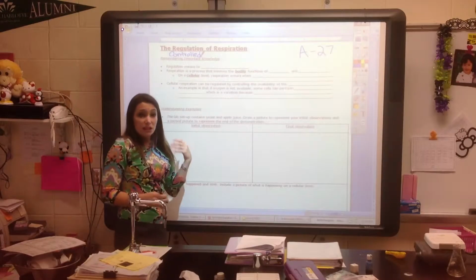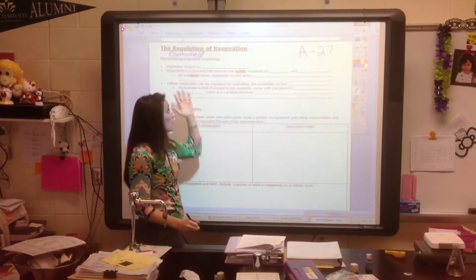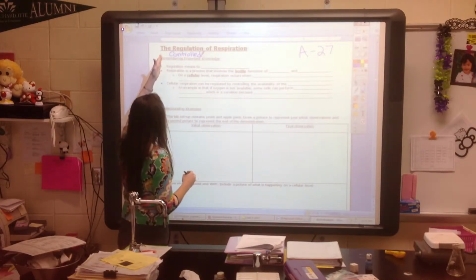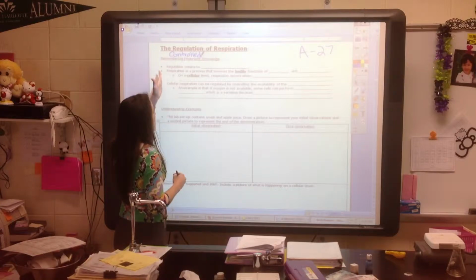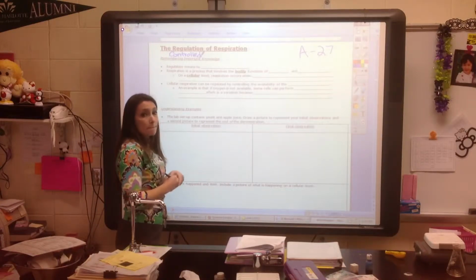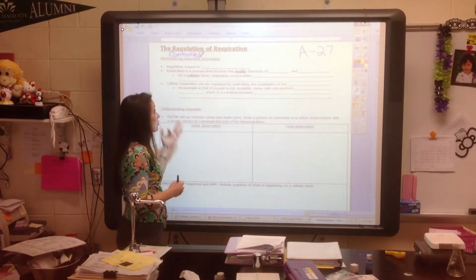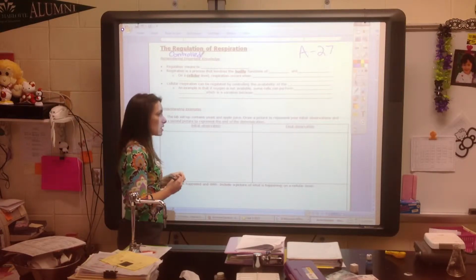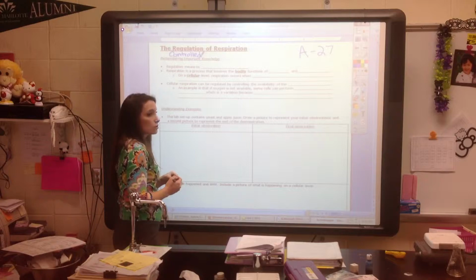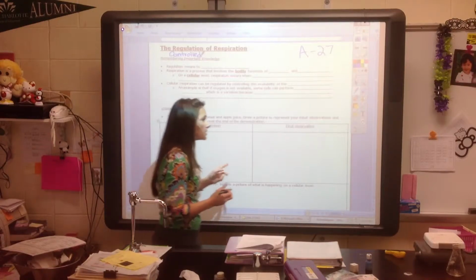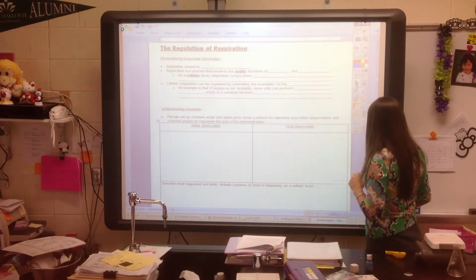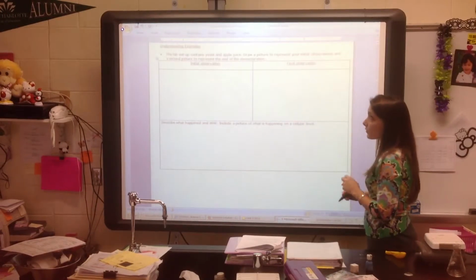But that's a really difficult concept because you have to first understand what respiration is. And so what we're going to do is we're going to start with remembering important knowledge. Before you work in your lab group, you need to have completed these remembering important knowledge. And then you're going to go to your lab and you're going to set up a lab. This one's a little complicated, so don't be afraid to ask for help.